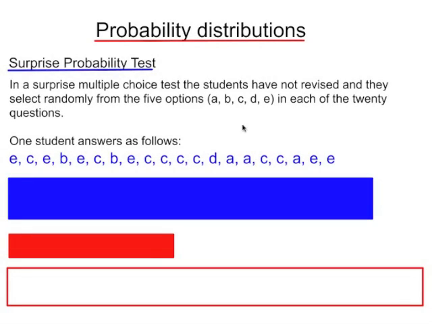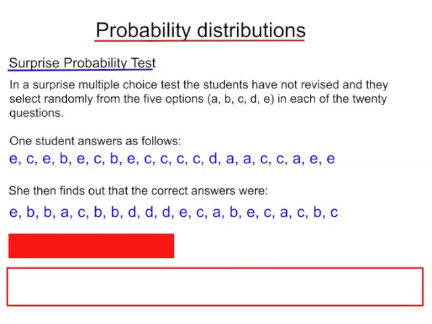A maths teacher decides to surprise her class with a probability test, and it's a multiple choice test, but because the students haven't revised, they just guess all of the answers. In each question they have a choice of A, B, C, D or E. So one student answers as follows. What score would you expect the student to get?